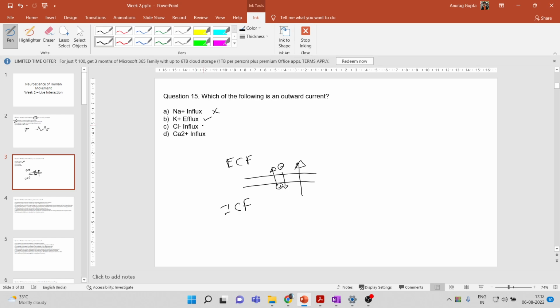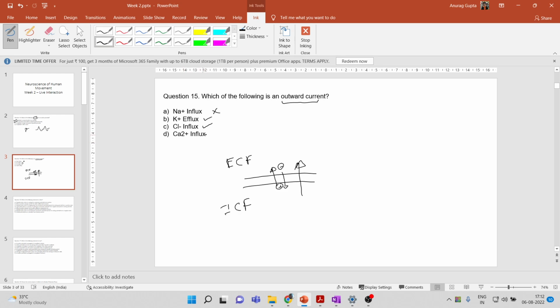So again, this is the correct answer. Cl minus influx: negative charge going in is equivalent to a positive charge going out. So if a positive charge is going outside the cell membrane, outside the cell, then that constitutes an outward current. So these two answers are correct.